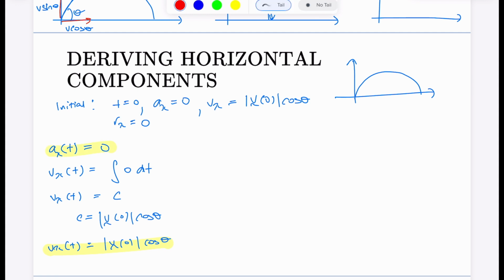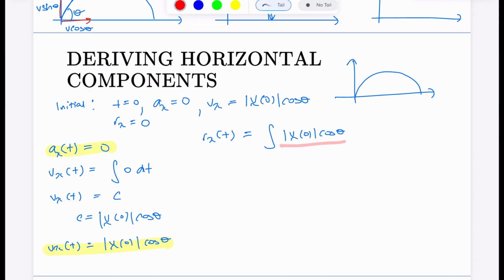So far I've got my acceleration function over time, and I've got my velocity function over time as well. The last one that I need to derive is my horizontal displacement. To derive this, I need to integrate my velocity function.